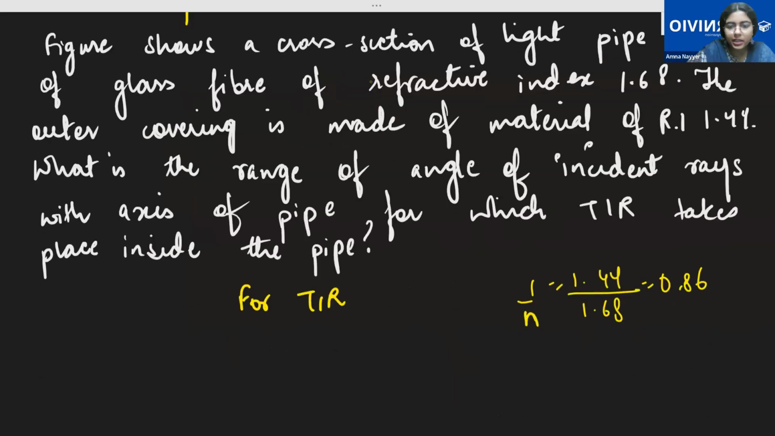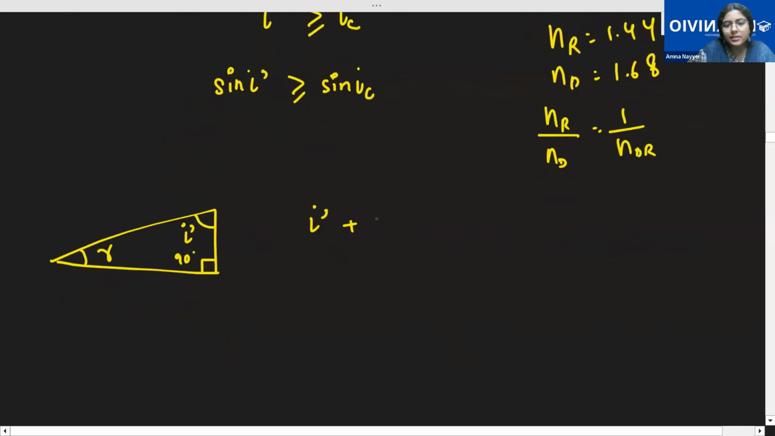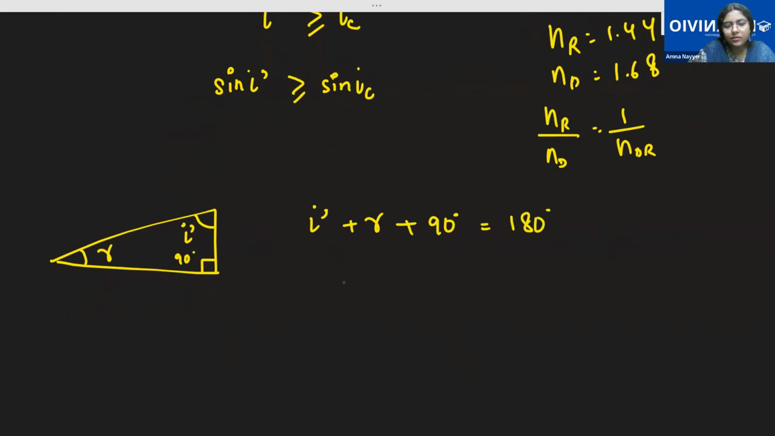Okay. So I dash plus R plus 90 degree is equal to 180 degree. We can say I dash plus r is equal to 90 degree. So this I dash angle is 90 degree minus r.